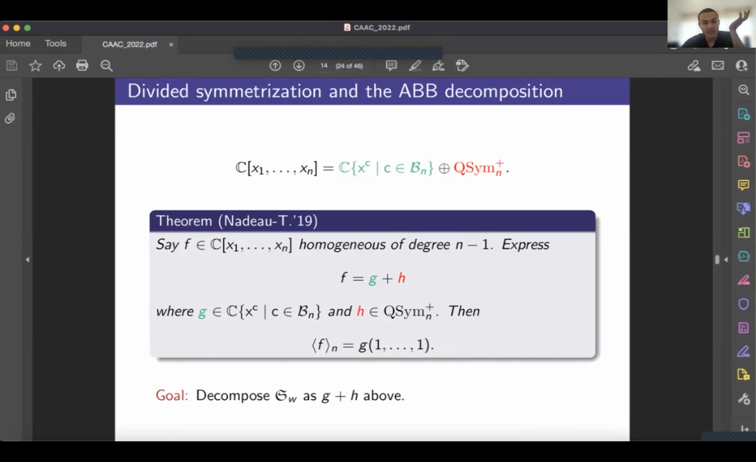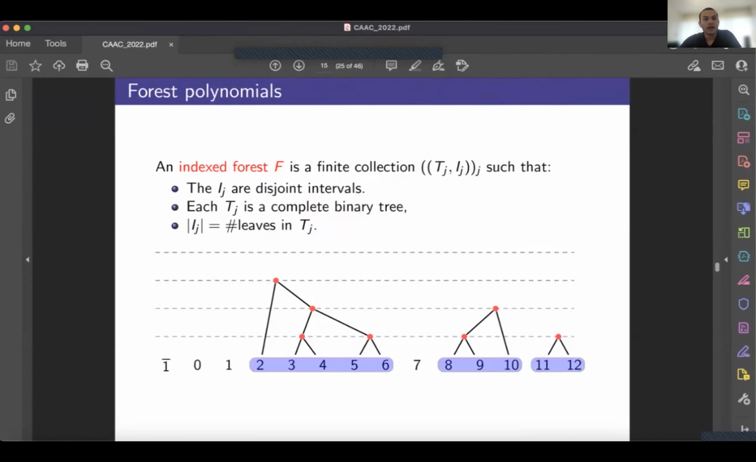And if you're hoping for positivity, you're hoping for a positive expansion in the Aval-Bergeron squared basis. And that indeed happens to be the case, though it's not obvious. It's not immediate if you're just working with the monomial basis in green. Okay, so let me tell you the basis. The basis is indexed by forests, indexed forests, in fact.